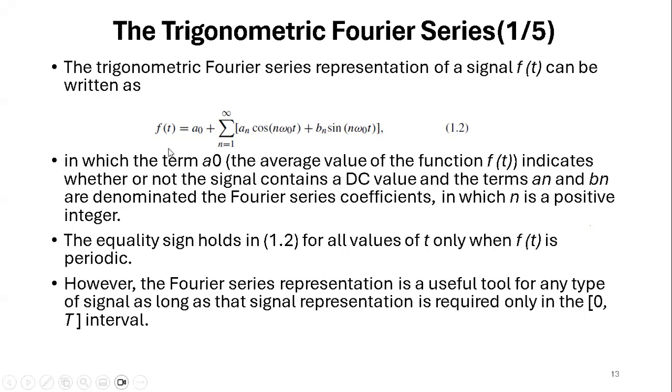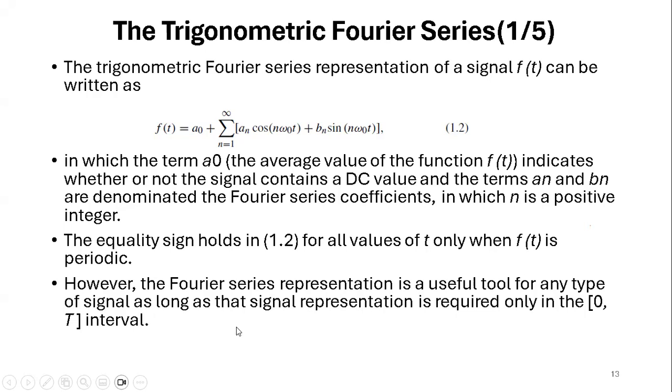n is a positive integer. Don't use a negative integer. It will show an error, because this is scientifically proved by researchers and engineers. Now, the equality sign shown in equation 1.2, this equation I'm still talking about, holds if the function f is periodic. In the Fourier series formula, the signal is periodic in this case. However, the Fourier series representation is useful for any type of signal, as long as the signal representation is taken only in the interval.